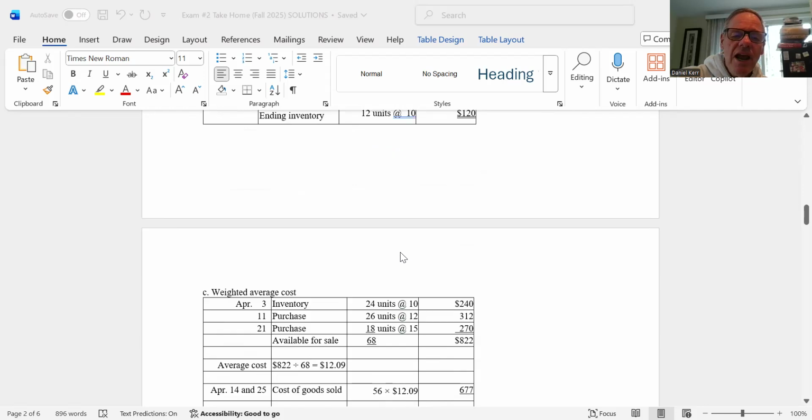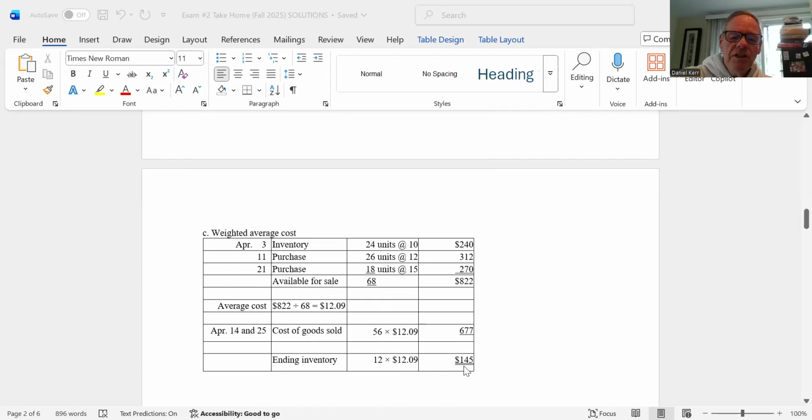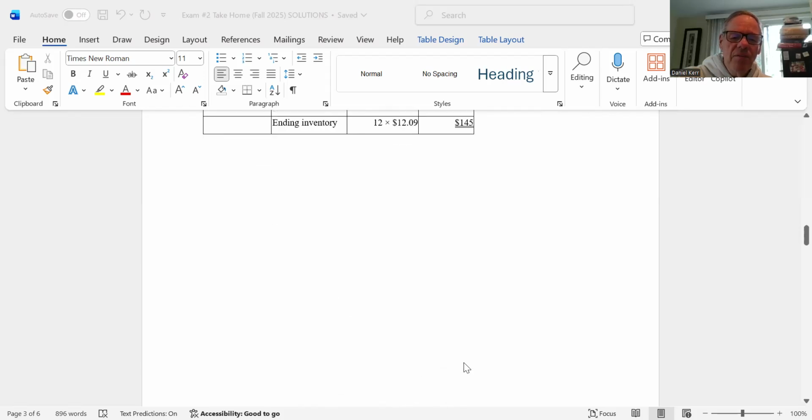And then to get the weighted average, what you simply do is you take the total goods available and you divide by the number of units available. So 822 divided by 68 gives you a unit cost of 12.09. So your cost of goods sold is 56 times 12.09. And then you got the ending inventory of 12 units at 12.09. So you got cost of goods sold of 677 and ending inventory at 145. Okay, most of you did real well on that one. I don't think anyone got that wrong.